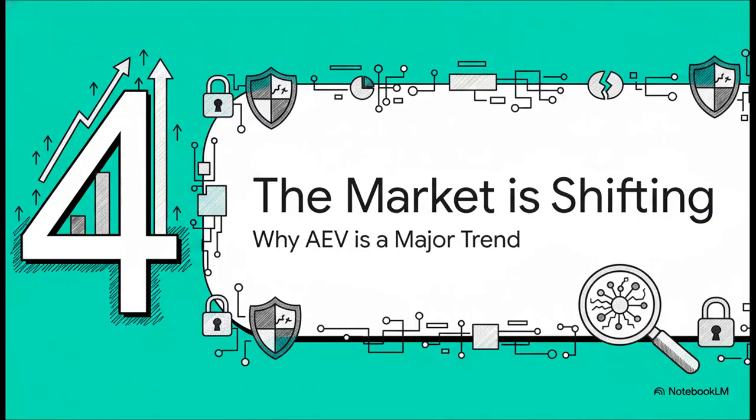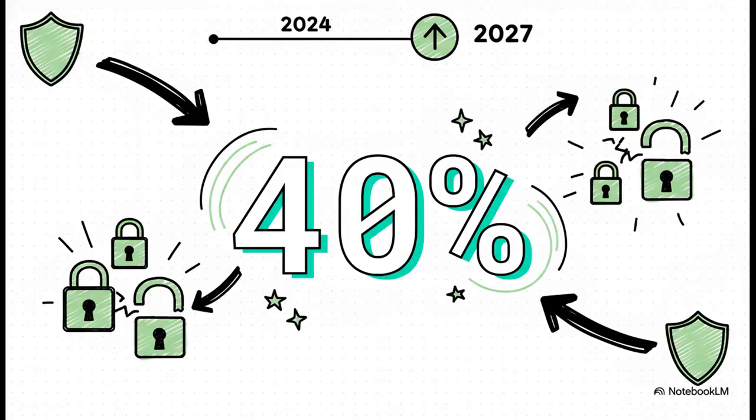So AEV is clearly a powerful idea. But is it just some niche technology for a few advanced companies? Well, Gartner is saying no. The market is definitely shifting in a big way. Let's take a look at the numbers. This right here is the key statistic. Gartner is predicting that by 2027, a full 40%, that's nearly half, of organizations will have adopted some kind of formal exposure validation. So this isn't some tiny trend for early adopters. This is quickly becoming a mainstream, absolutely essential part of any modern security program.